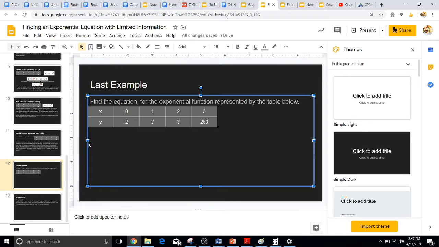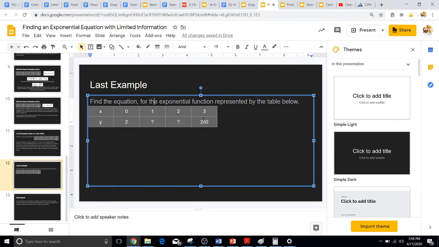Alright guys, for this video we are going to go over this last example from this Google slide. It says find the equation for the exponential function represented by the table below. Well, let's ask ourselves what we know about this. First off, we know it's exponential, so it is going to follow the rules of y equals a times b to the power of x. We also know that we have a y-intercept that is (0, 2), and a second point, which is (3, 250). We can actually use both of these to help us solve this problem.